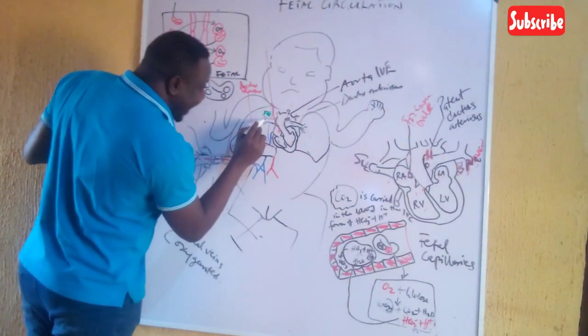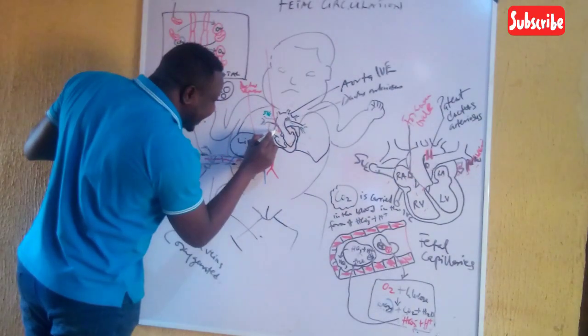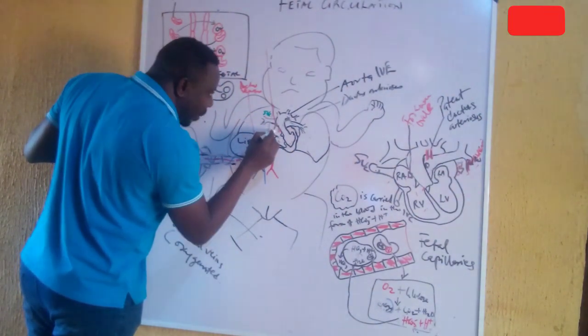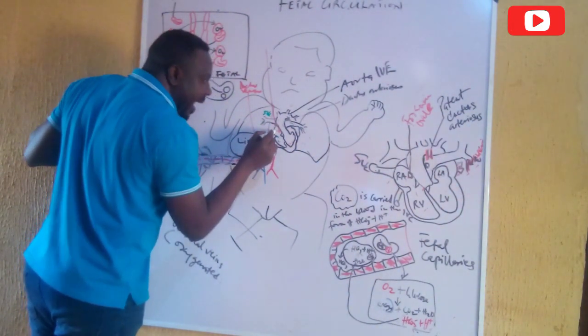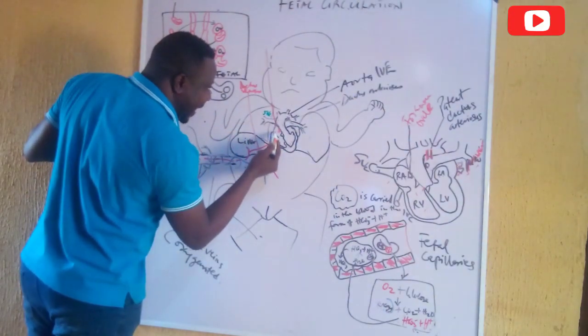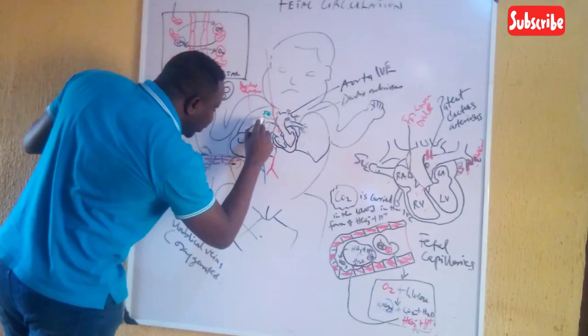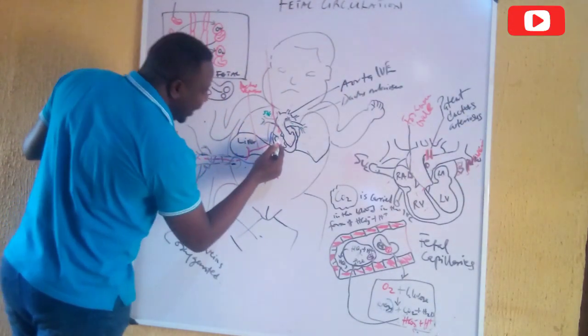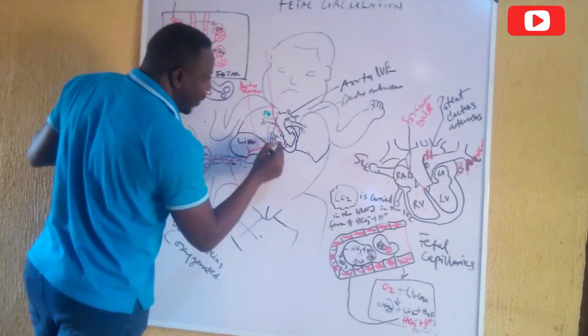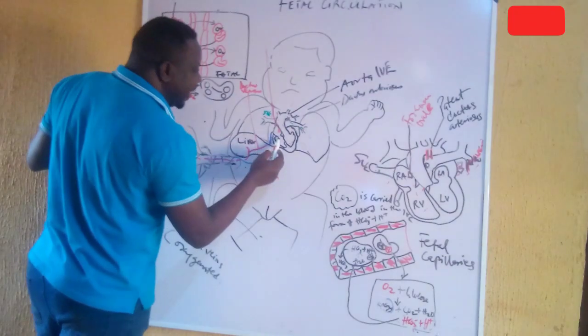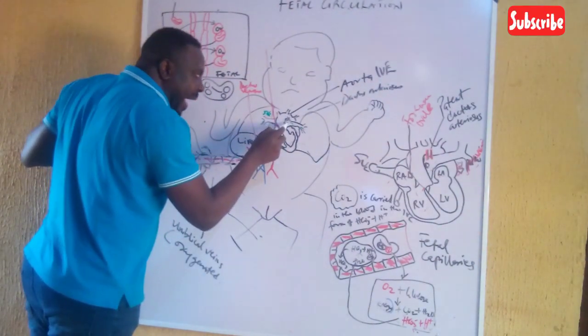Now, blood is also carried from the superior vena cava into the right atrium, and then some of the blood mixes with the blood that is coming from the inferior vena cava, and the majority of the blood that is coming from the superior vena cava goes to the right ventricle. From the right ventricle, the blood is pumped into the pulmonary artery.